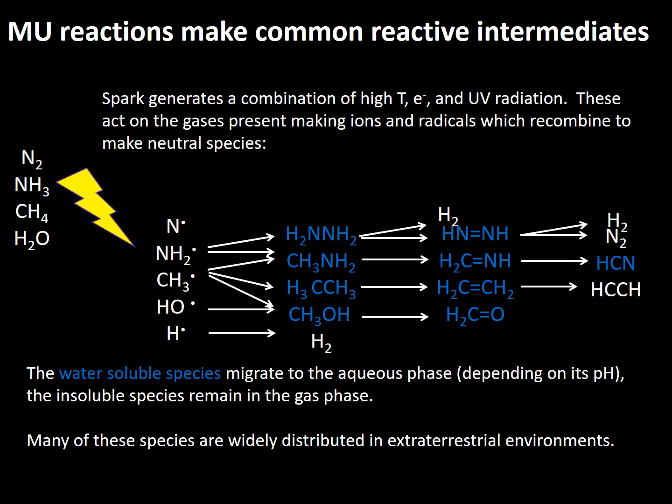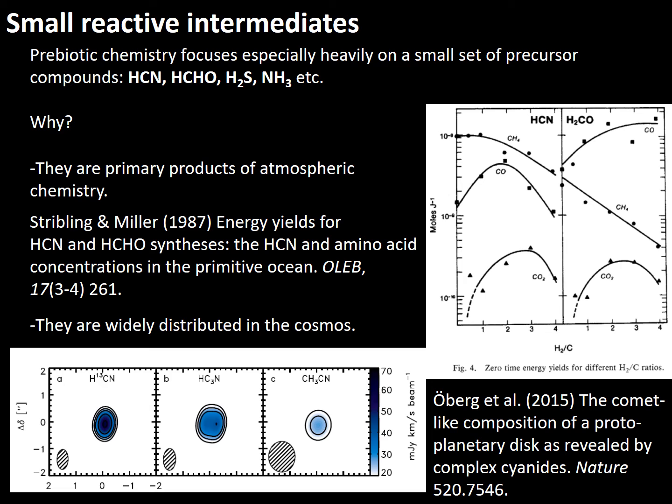What's important to recognize about a lot of these kinds of species, like HCN and hydrazine, methanol, formaldehyde, is in fact these are compounds that we see widely distributed in extraterrestrial environments. So this small set of reactive intermediates becomes the focus of prebiotic chemistry, partly because we've seen their generation through the kind of chemistry taking place in Miller experiments, the kinds of things we observe on moons like Saturn's, and the fact that we can observe some of these species in protoplanetary disks beyond our solar system suggests that this kind of initial gas phase chemistry is really quite universal and generates a really common set of reactive intermediates.